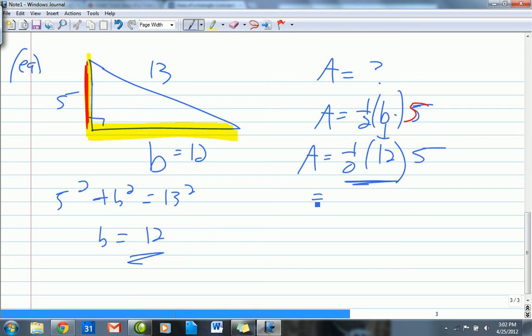Now I'm going to take half of 12, which is 6. Don't distribute. There's no addition or subtraction. Multiply 12 times 1/2 to get 6 times 5, which gives me 30 square units. Okay.